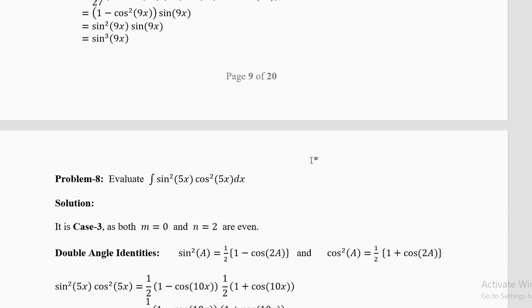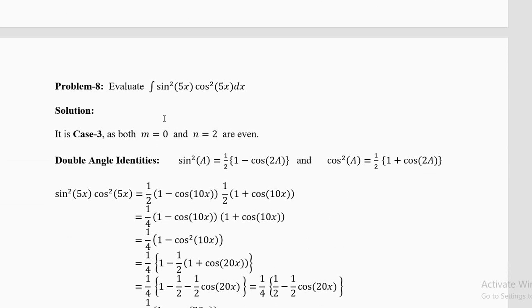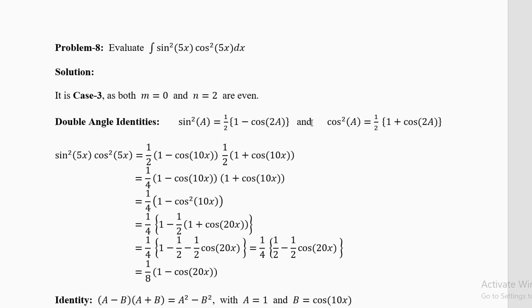Again, you can differentiate and check the answer. Now let's look at this question. Evaluate sine square 5x into cosine square 5x. Now both are even, so it is case number 3. Now we have to use the double angle identities.